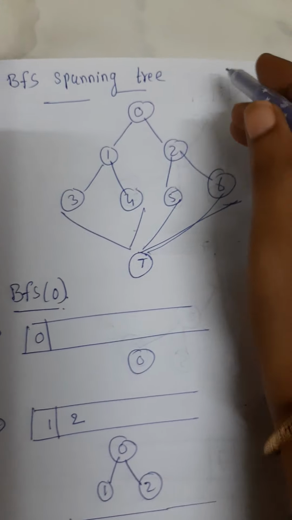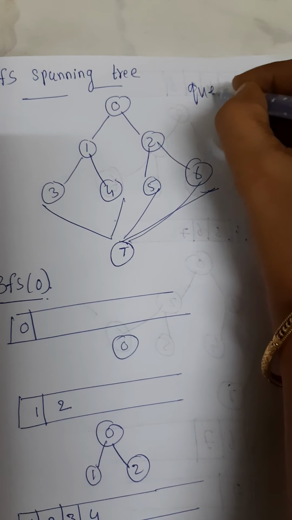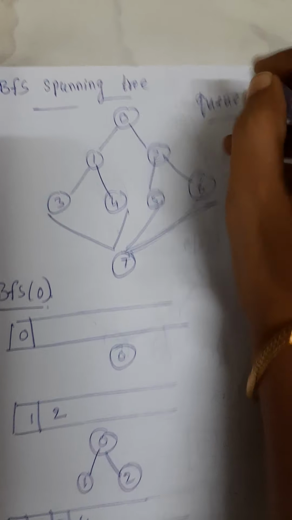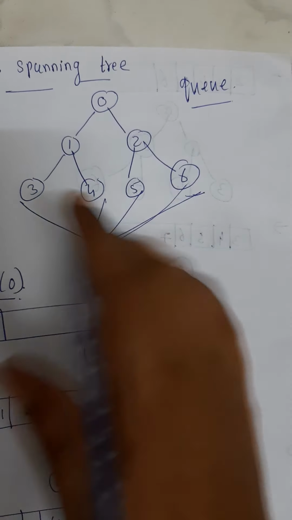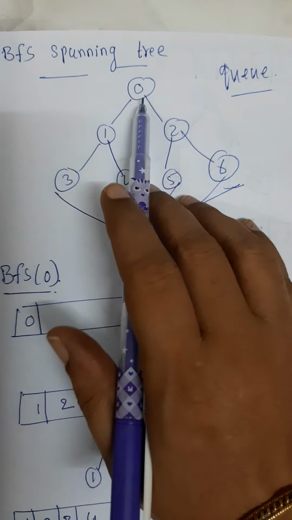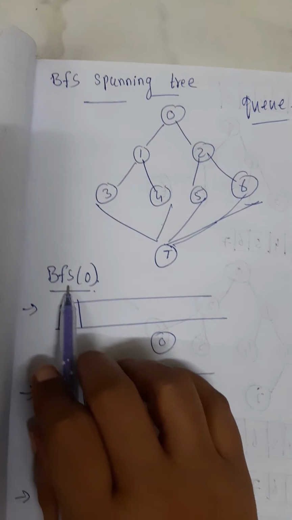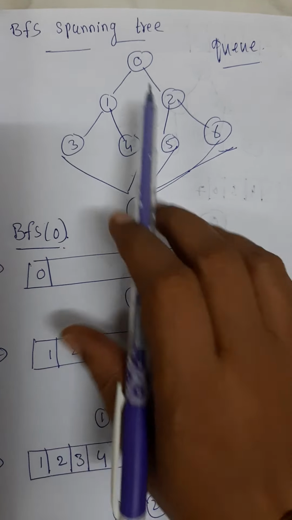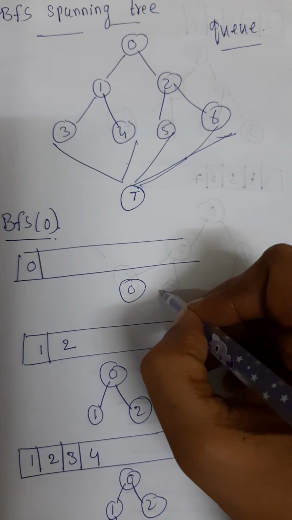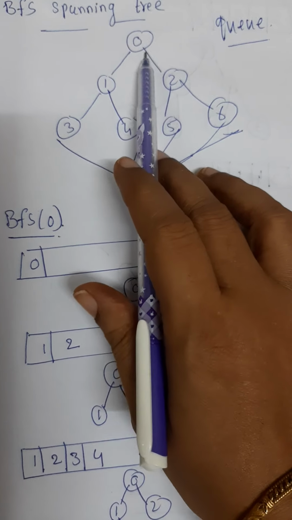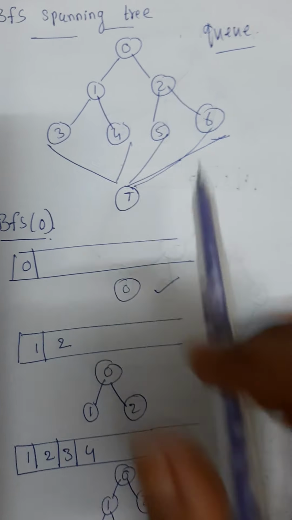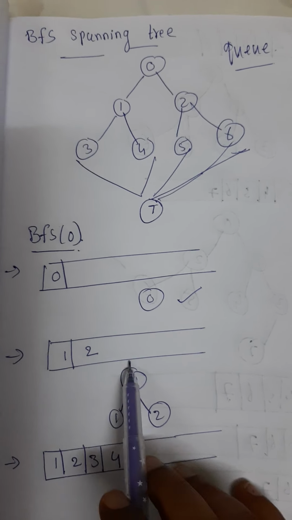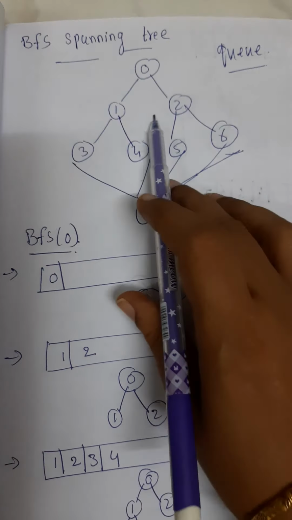Now let us come to BFS. For BFS, we already know we have to consider the Q data structure. The same tree I have considered here. So I am starting with 0, BFS of 0. 0 I have taken into the Q now. Now what are the adjacent vertices of 0? 1 and 2. So 1 and 2 I have taken into the Q and I have drawn the figure.